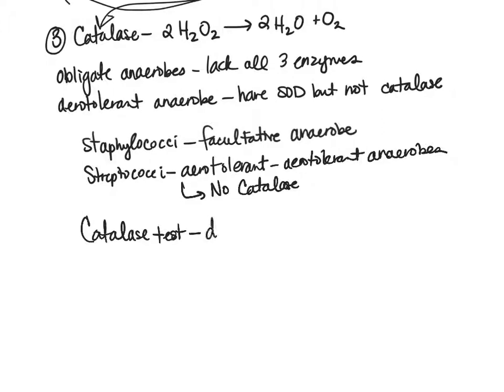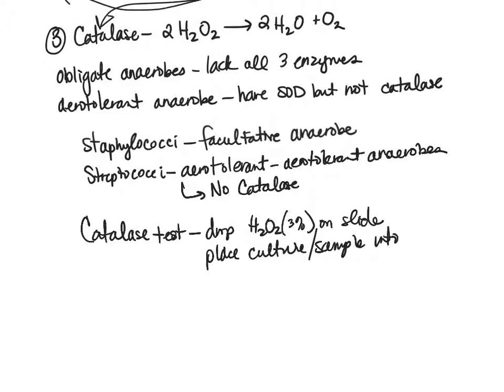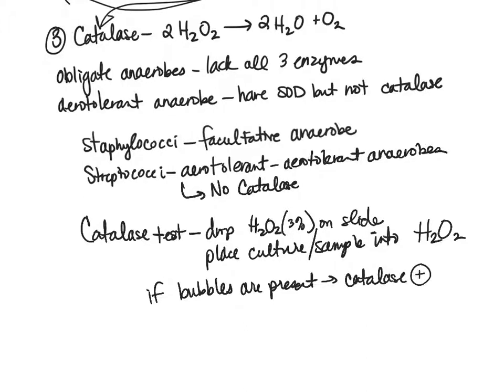So the Catalase Test is where you can drop some hydrogen peroxide on a slide, just our typical 3% hydrogen peroxide on a slide. Then what happens is you can grab your culture and inoculate that hydrogen peroxide, or place some culture or sample into H2O2. So you can take your inoculating loop and swirl around in the hydrogen peroxide. If bubbles are present, then that means that they are catalase positive. If bubbles are not present, then that means that they do not have catalase.